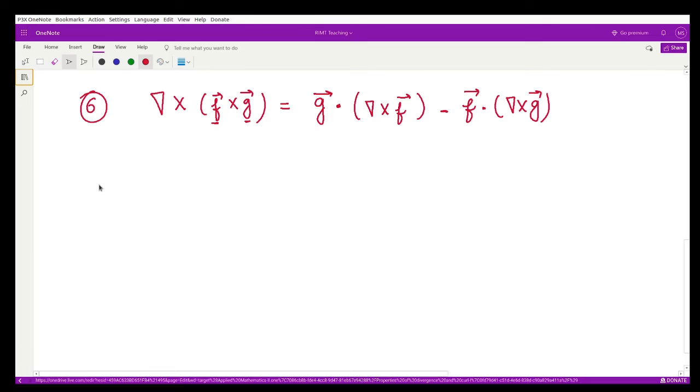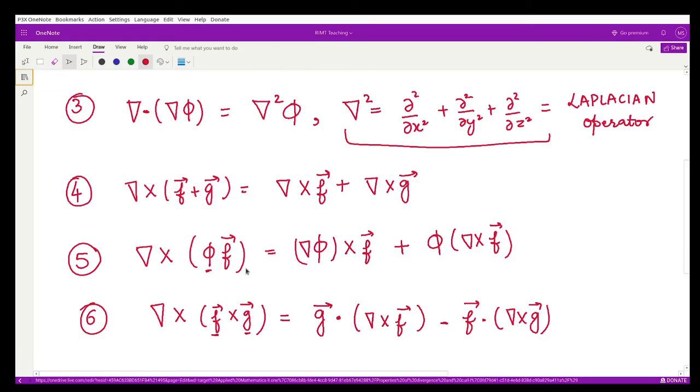So here this property is whenever you take del dot (vector f cross vector g), this is the result. That means you take the second vector as such with the curl of the first vector, minus the first vector with the curl of the second vector. So this is this property.